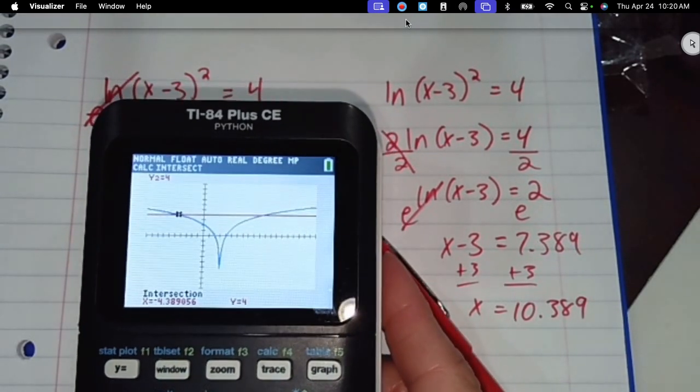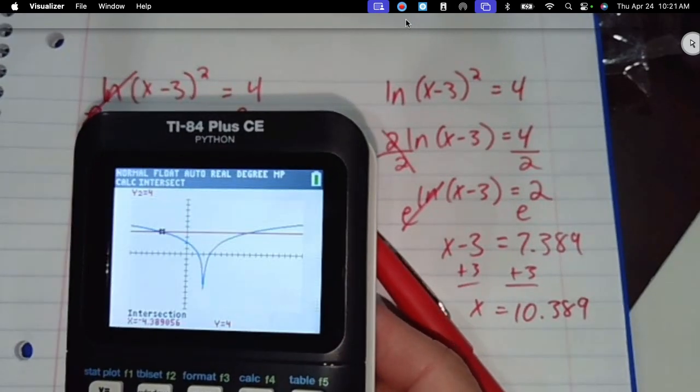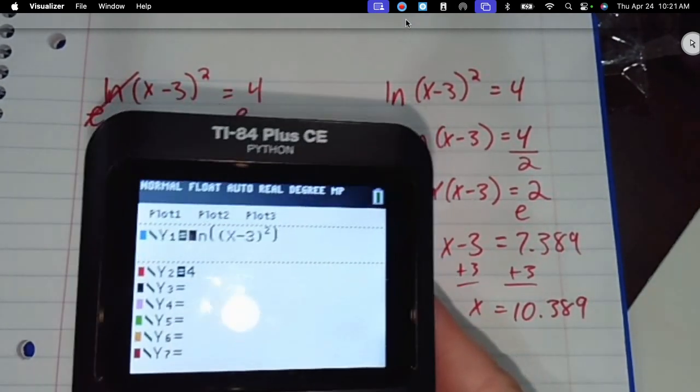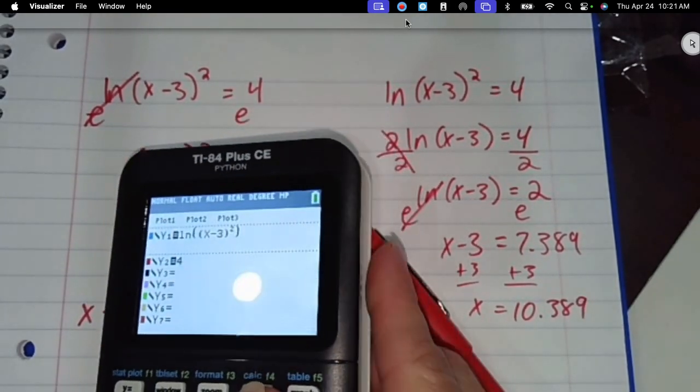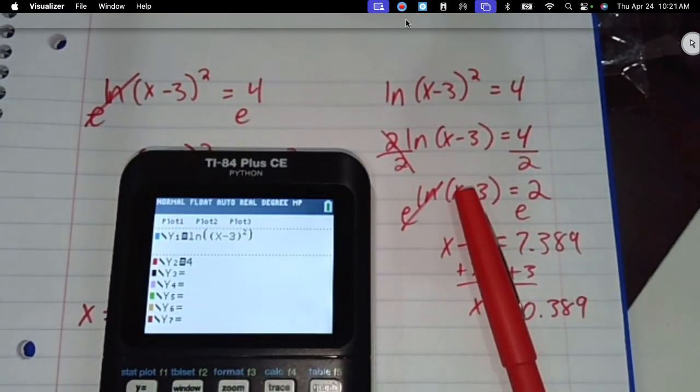Negative 4. What were we supposed to type in on the graph? So see if mine will do it. Oh, y equals, this is what it's supposed to look like. Again, it's got 2 sets of parentheses because some of them, y'all, if you don't put the parentheses, it's thinking that we've got this and we're squaring the whole thing, and that's not right. We're only squaring what's in that.